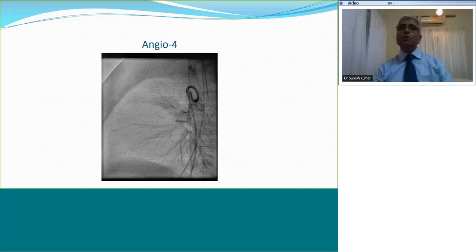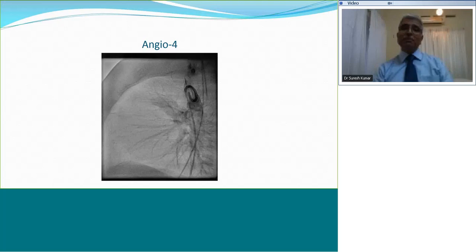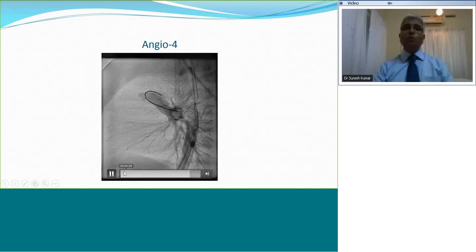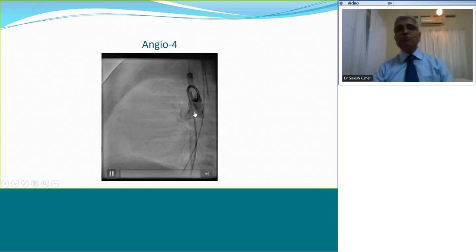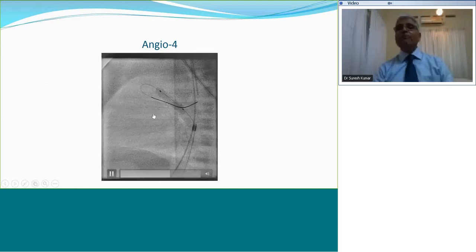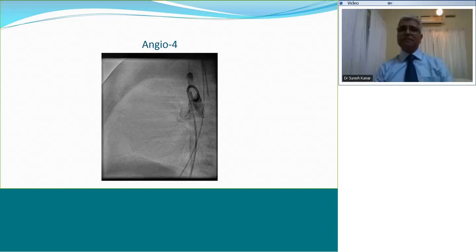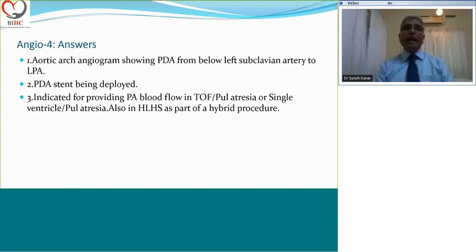Very good. So it's an aortic root angiogram showing a PDA, and for some reason, somebody has decided to stent it. So you can actually see this. It may not be that clear in transmission, but when you find a balloon and a wire in the pulmonary artery across the PDA, obviously you are stenting the PDA. So don't tell me you are balloon dilating the PDA. Okay? So that is an aortic arch angiogram showing PDA, and the PDA stent being deployed is what you said.